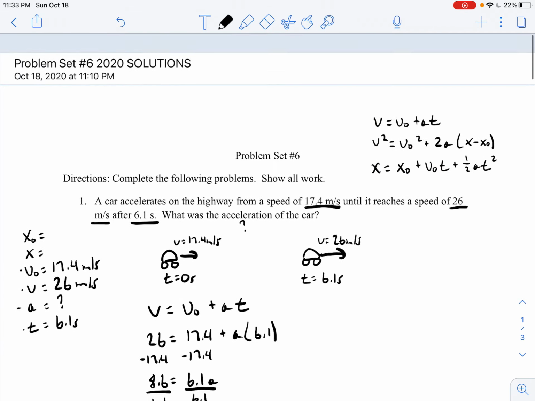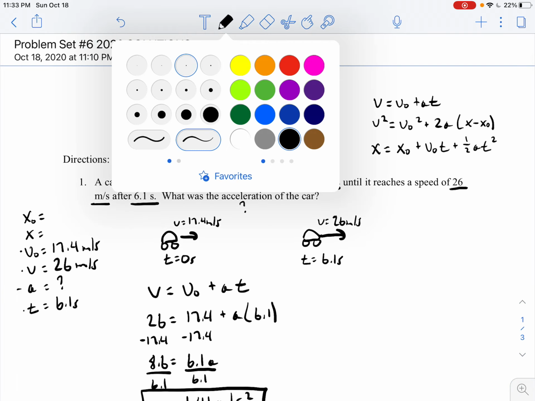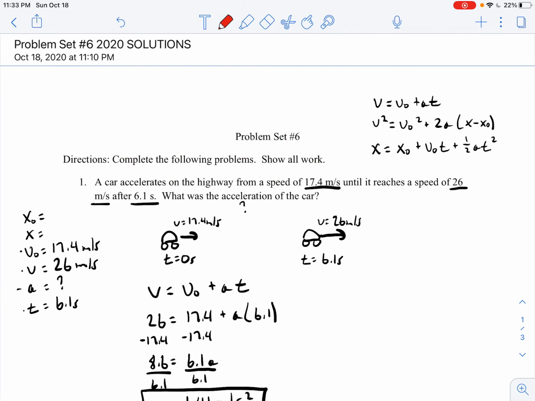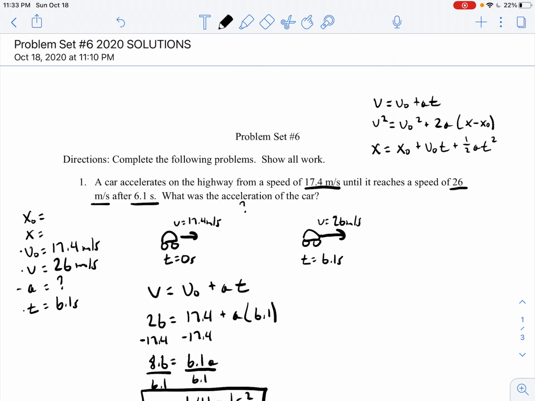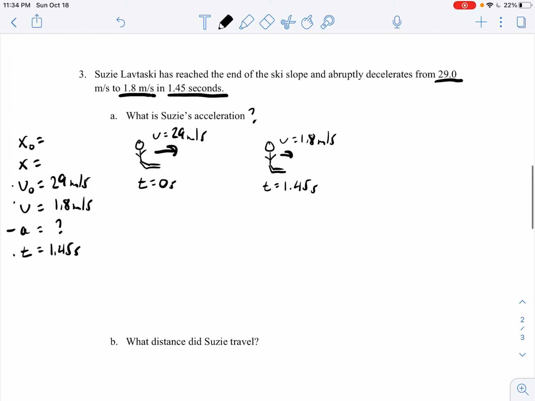So again, when we scroll back up to our 3 equations here, we don't know anything about position, so we can't use 2 or 3. So we're going to want to use equation number 1 here that has those variables we need. So final velocity is equal to initial velocity plus acceleration times time. We're going to have 1.8 meters per second is equal to 29 meters per second plus our acceleration times our time of 1.45.